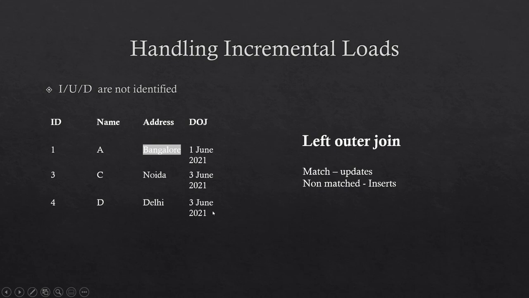So inserts are easy to understand, because when we do a left outer join, whatever does not match and is coming from the incoming data set is an insert. We simply append them into our table. Whatever gets matched, so how will we match? We will take the primary keys, perform a join on the primary key, and we are going to match on the columns that the business is interested in. If any of those columns have changed, then we know that there is an update and we are going to change it in our existing table. So that's how we are handling the incremental data where the changes have not been identified.